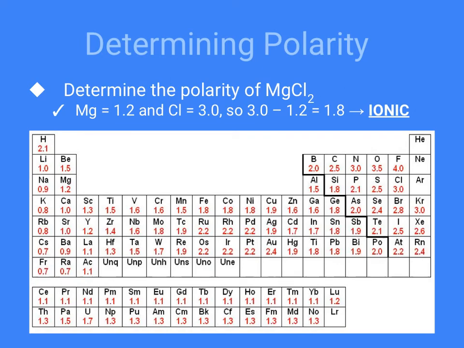So here is your bond polarity or your electronegativity chart. This is where you're going to be looking.